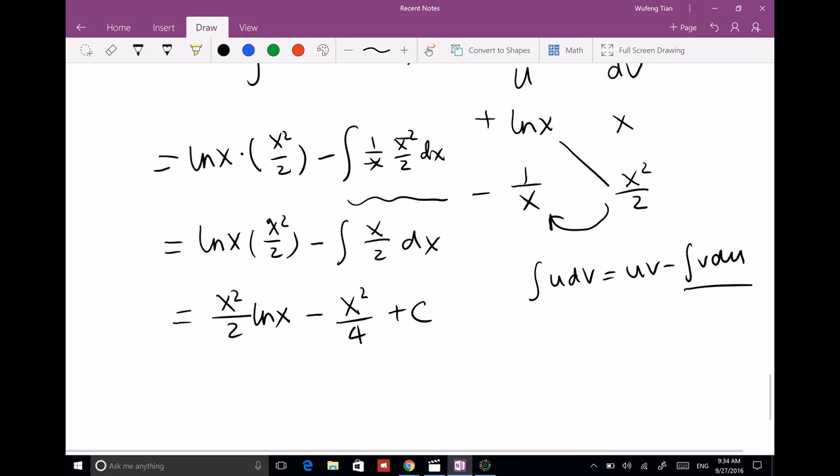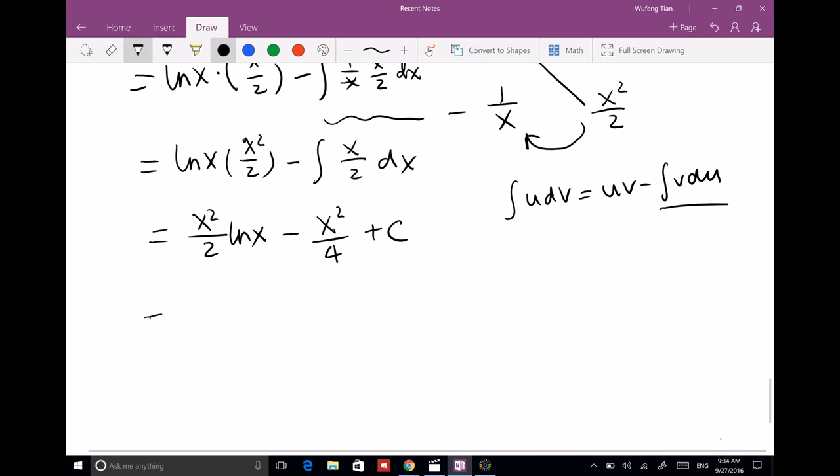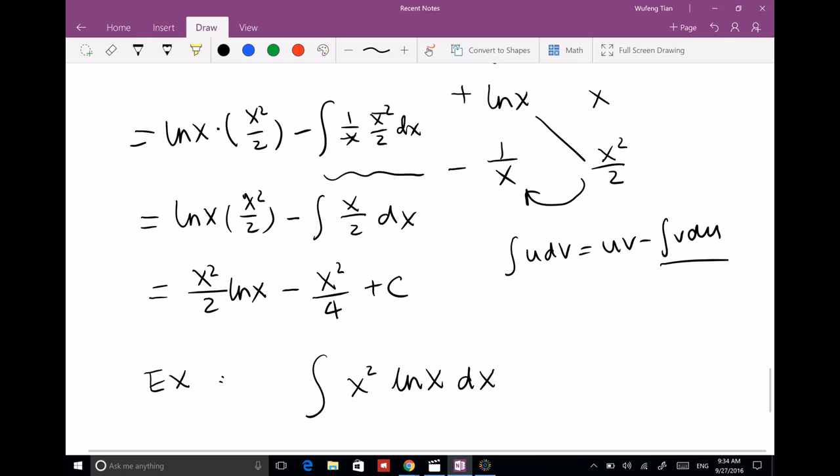Okay, now I want you to try this one by yourself. The integral of x squared ln x dx. I want you to try this one by yourself.